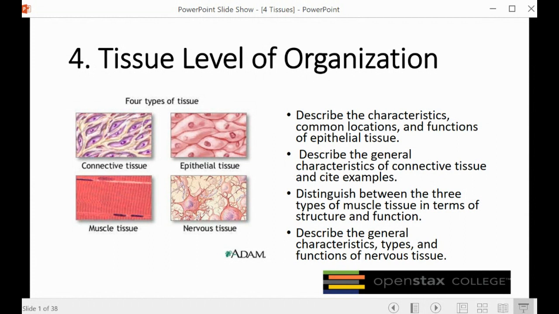We're going to describe the characteristics, the common locations, the functions of epithelial tissues. We're going to describe the general characteristics of connective tissues and then cite some examples. We're going to distinguish between the three types of muscle tissue in terms of structure and function, and we're going to describe the general characteristics, types, and functions of our nervous tissue.